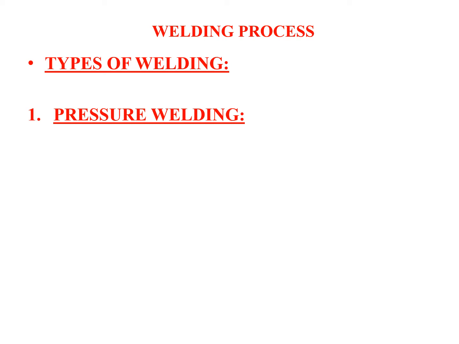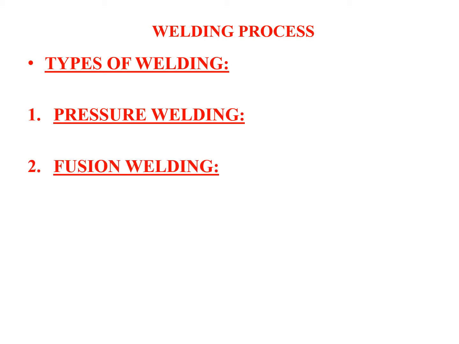So in pressure welding, the parts to be joined are heated only up till plastic state and then fused together by applying external pressure. The different types of pressure welding are forge welding, and then we have resistance welding.